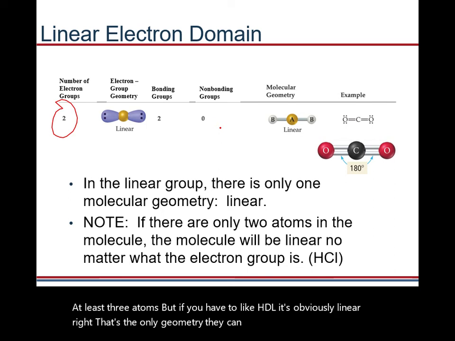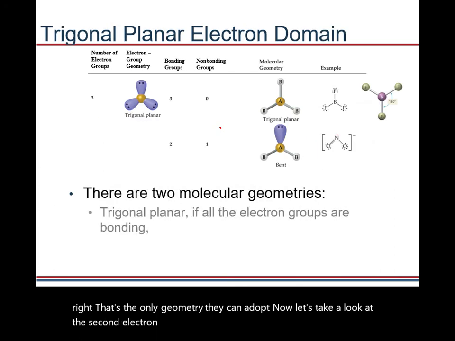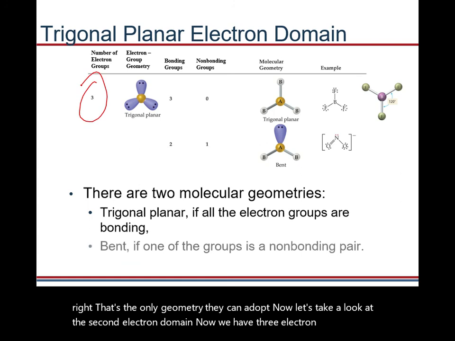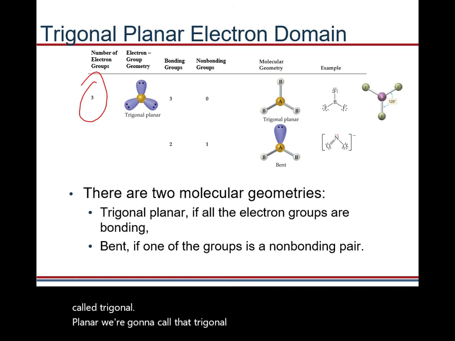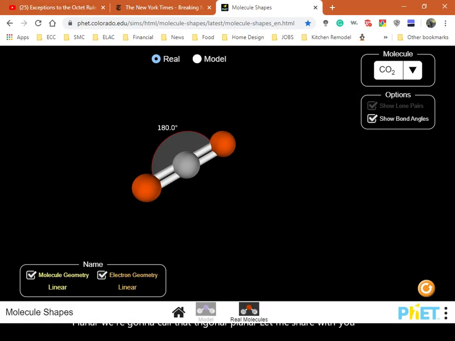Now let's take a look at the second electron domain, where we have three electron groups. So when we have three electron groups, the electron geometry is going to be called trigonal planar. Okay, we're going to call that trigonal planar. Let me show you again. Let me go back up. Okay.